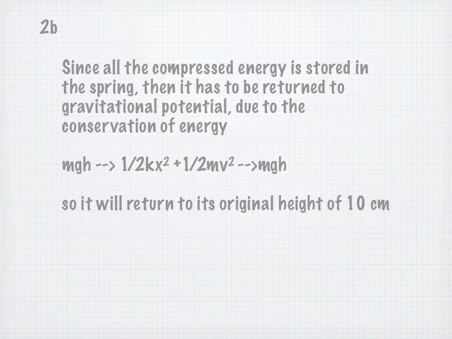Part B. Since it was dropped from a height of 10 centimeters and it's compressed, then that compression energy, due to conservation of energy, has to then return the ball to the same height. So it goes from gravitational potential energy into spring compression energy plus the velocity till the compression energy is maximized. Then, once it's maximized, it's going to then return the energy back into the mass. And then it's going to come back to total gravitational potential energy. So it has to return to its original height of 10 centimeters.